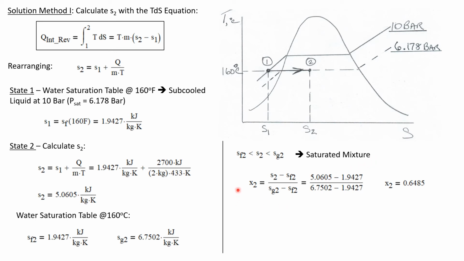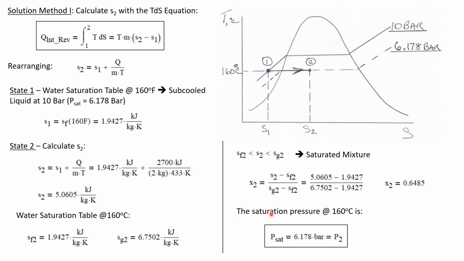And the first thing we always want to do with a saturated mixture is calculate its quality. And that's just S minus S sub F over S sub G minus S sub F. And we have the values. And I calculate that the quality at state 2 is 0.6485. And we were asked what the pressure at the final state was. Well, being a saturated mixture at 160 degrees C, the pressure is the saturation pressure at that temperature, which we found here when we were first looking in the table. It's 6.178 bar. That's the final pressure.